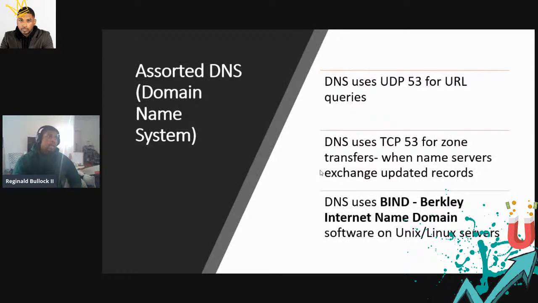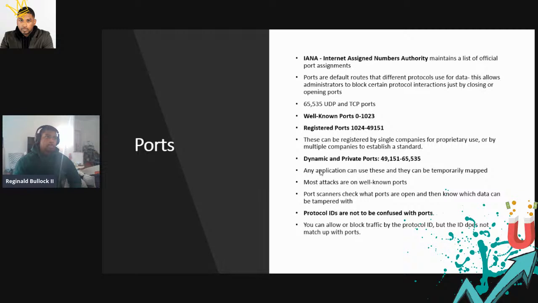All right. Domain name system. DNS uses UDP 53 for URL queries, and DNS uses TCP 53 for zone transfers when name servers exchange updated records. And DNS uses the BIND, Berkeley Internet Name Domain, software on Unix and Linux servers.